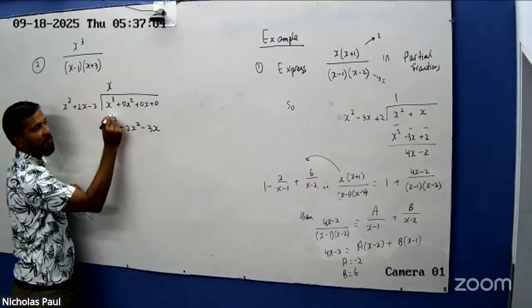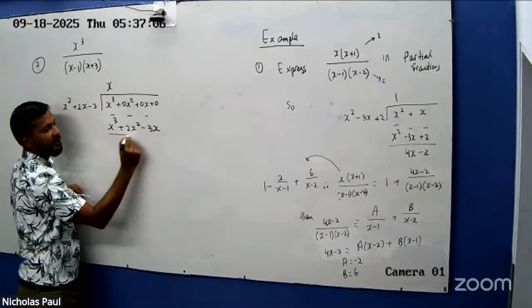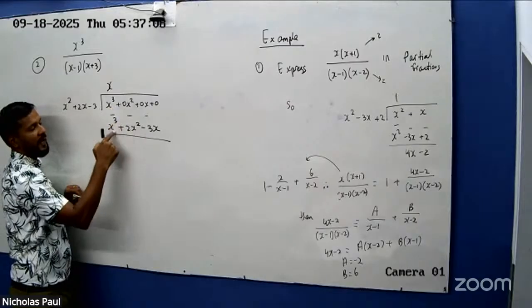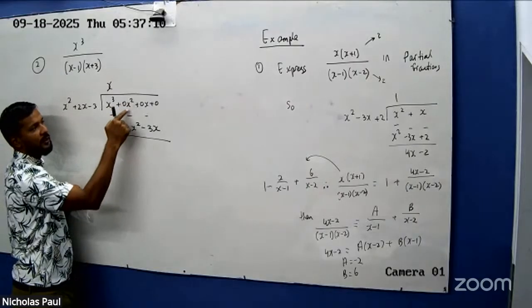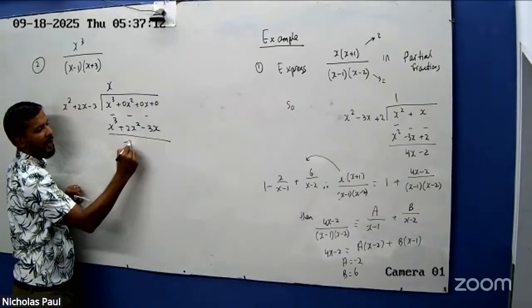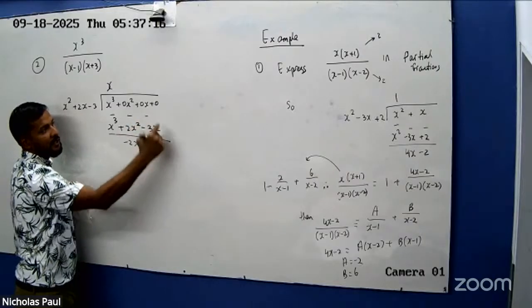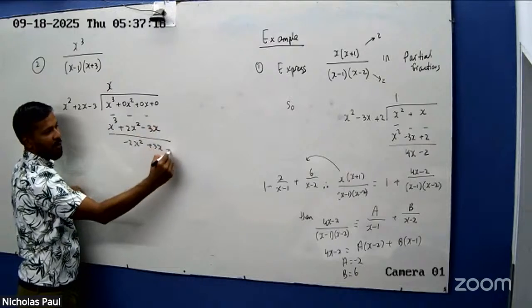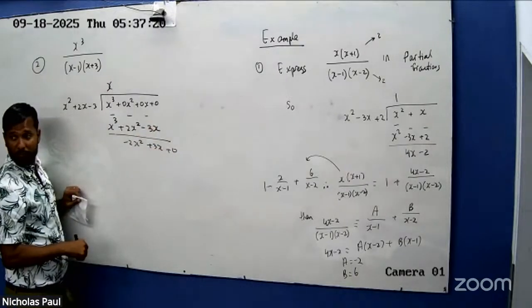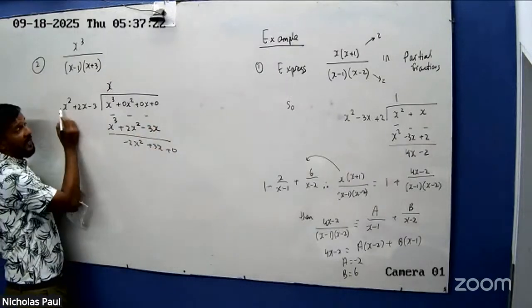Now you're going to subtract. x cubed minus x cubed is 0. 0 minus 2x squared will be minus 2x squared. A minus and a minus is a plus. Just so you don't make a mistake, bring down the 0 as well. That's okay? And then long divide again.